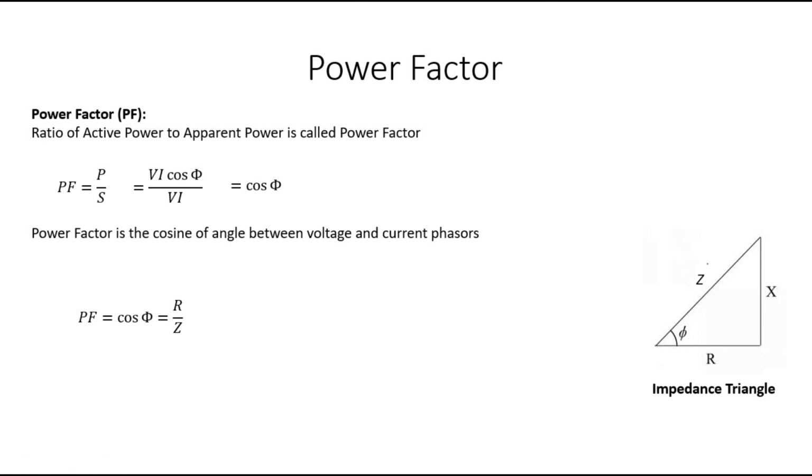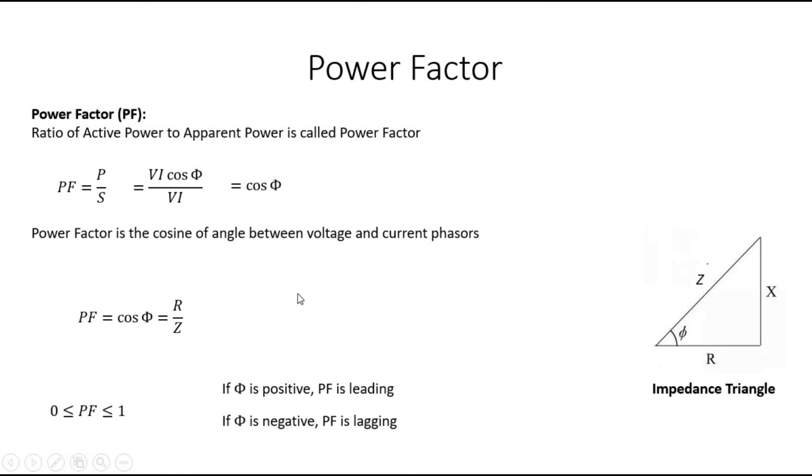Again, power factor is cos phi. The range of cos is actually 0 to 1. So the minimum value of power factor is 0 and maximum value is 1, unity. Also, if this phi is positive, it is called leading power factor, and if phi is negative, it is lagging power factor.